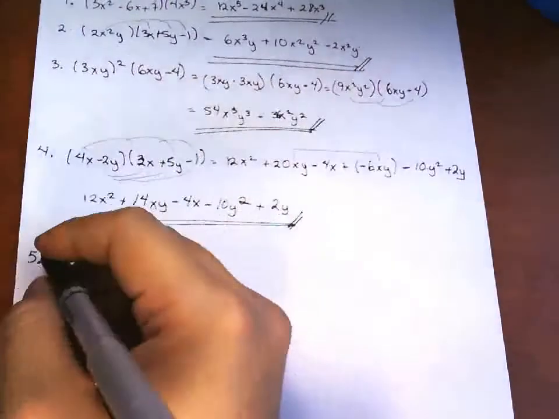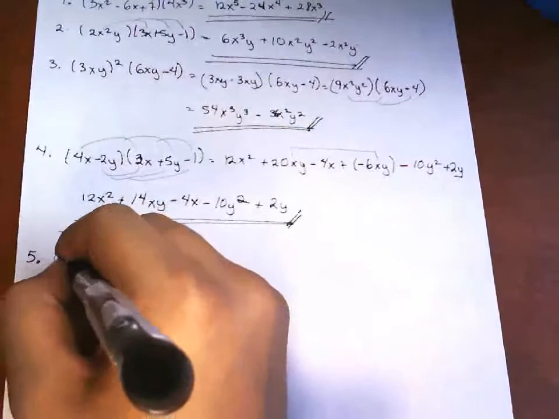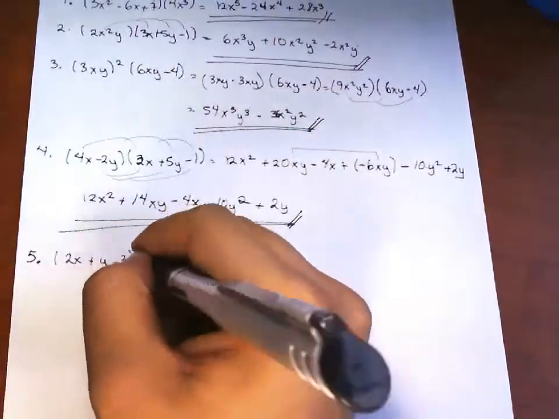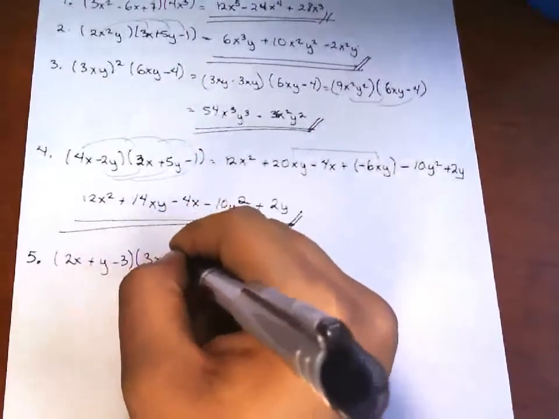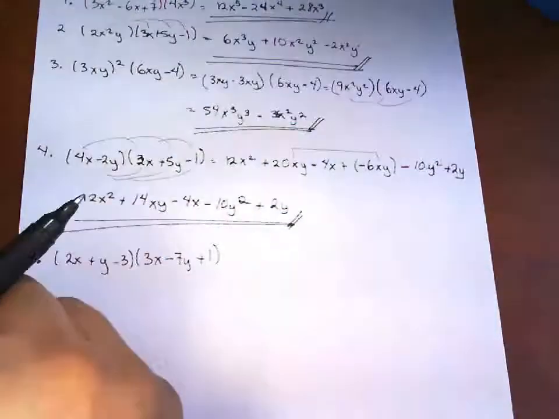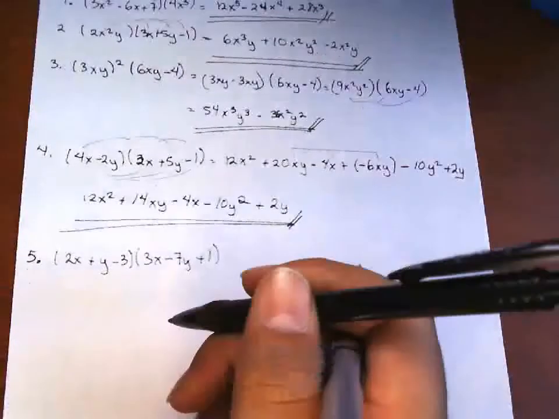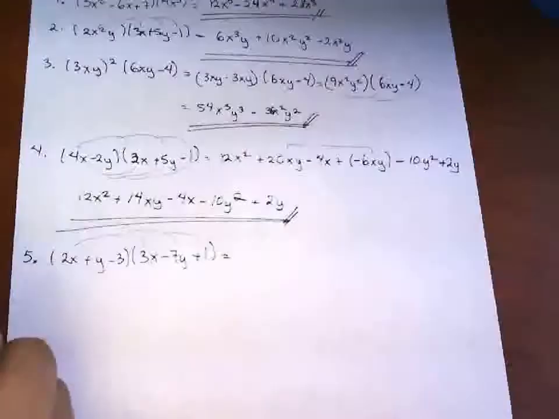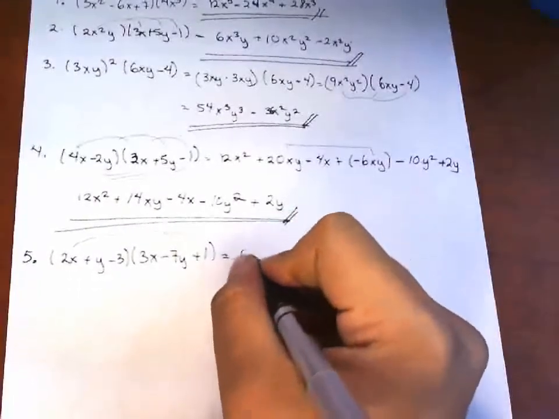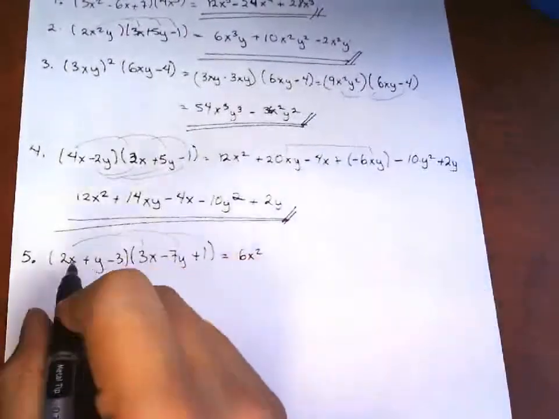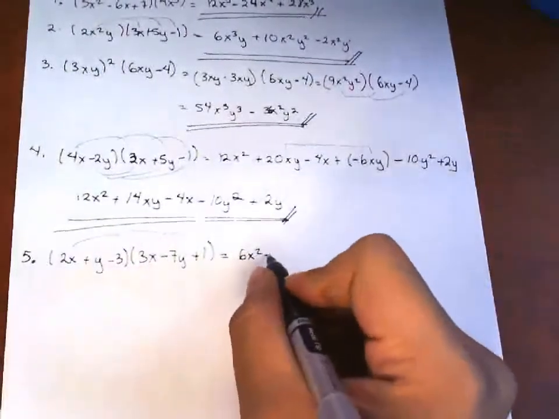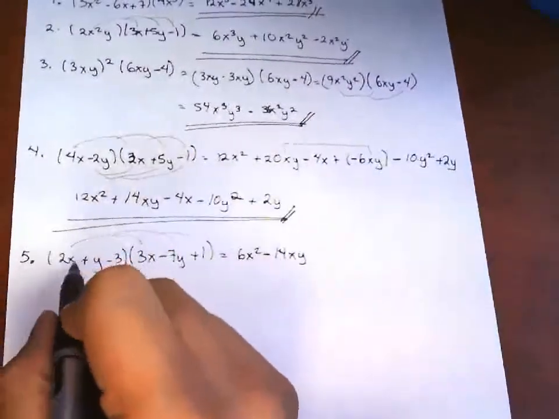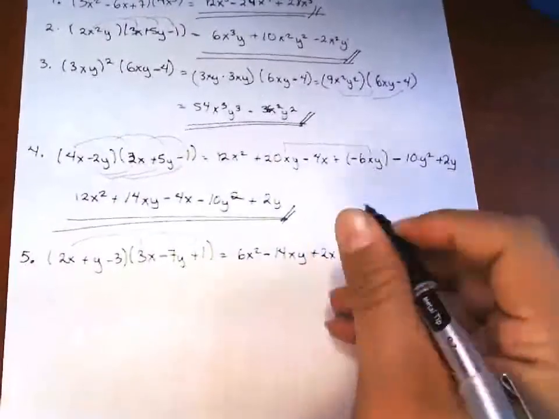5. 2x más y menos 3, que multiplica 3x menos 7y más 1. Entonces tenemos que este multiplica estos 3. Voy a hacerlo por cachos. Entonces primero estos 3. 2 por 3, 6. X por x, x cuadrada. 2 por 7, menos 7, perdón, menos 14. X por y, xy. 2x por 1, 2x. Ok.